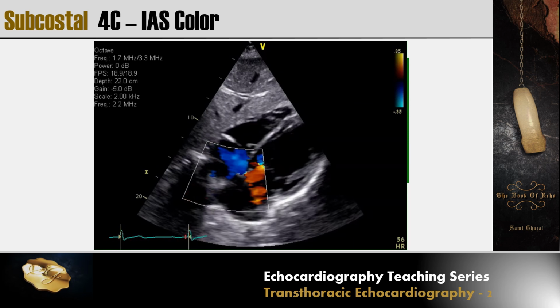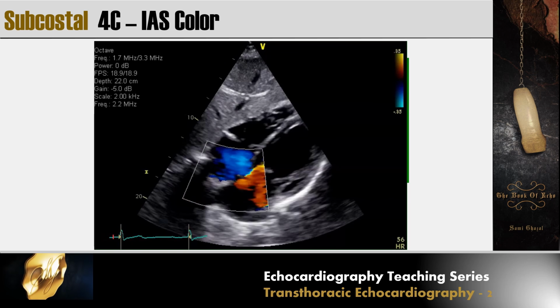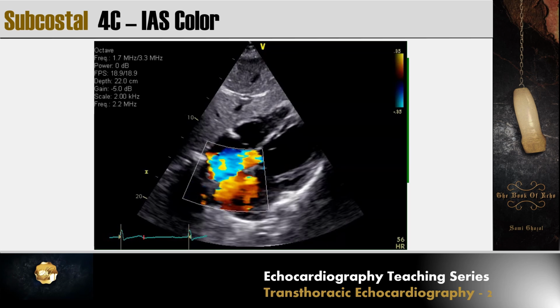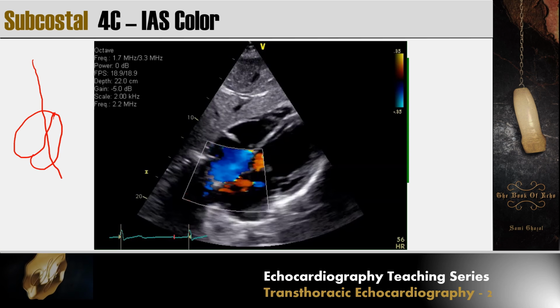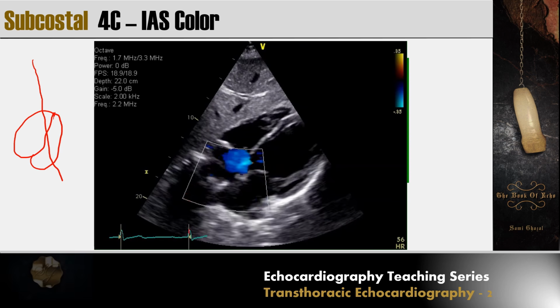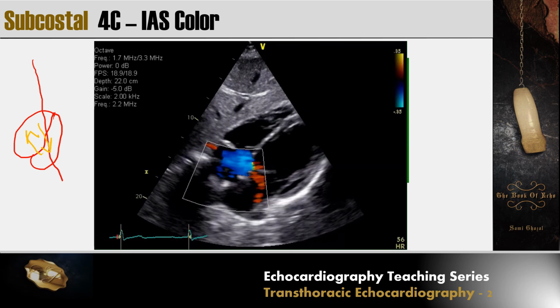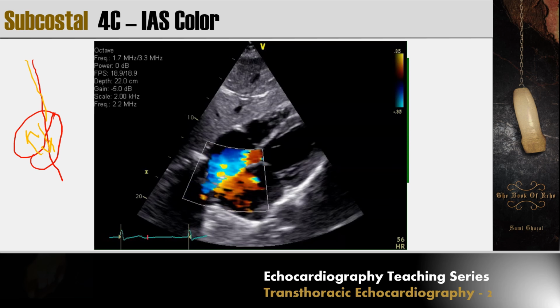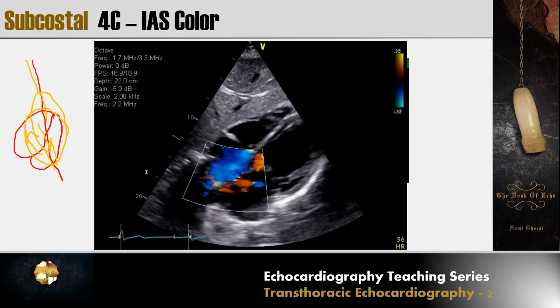Because this view will have the best alignment of the interatrial septum with the color Doppler as well as with a spectral Doppler like this. So this is the right atrium and this is the left atrium and your beam is here. And if there is an interatrial defect, your flow will be either going up or down between the two atria in a way that is parallel with the ultrasound beam. So this is the best view to check for interatrial septal defect.